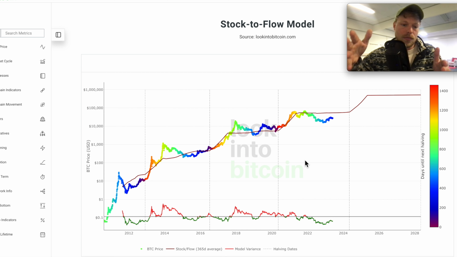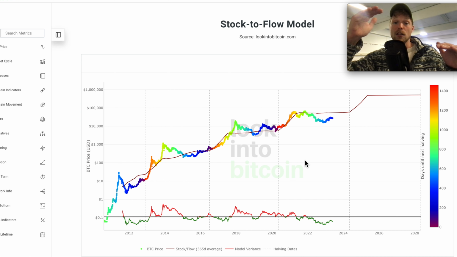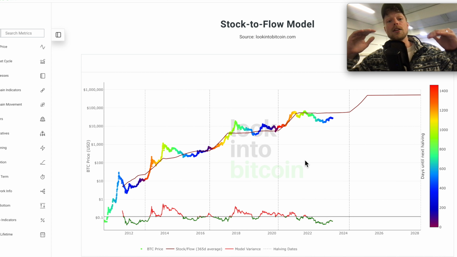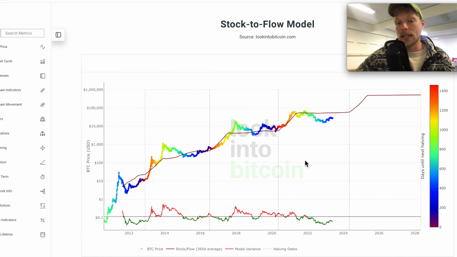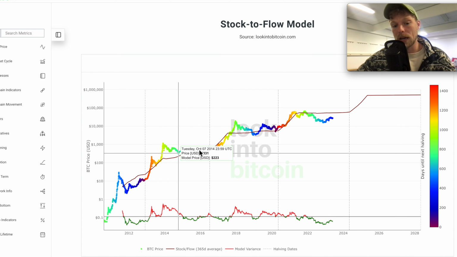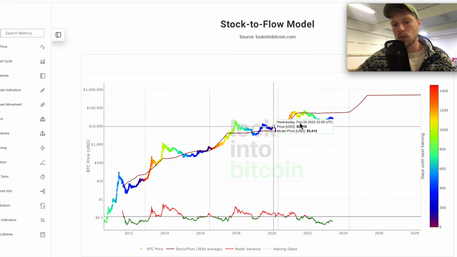And this stock to flow model basically says that when the flow becomes lower, but the demand increases, so the supply decreases, the price actually just goes up, right? And generally, it makes sense. It definitely makes sense. And we have seen in the past that this has been a very accurate model.